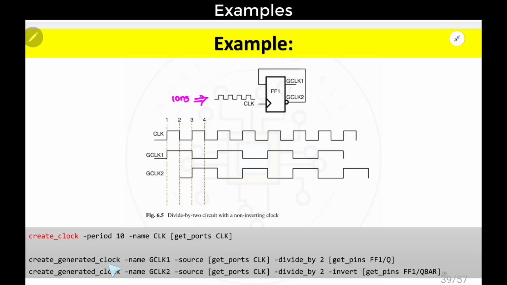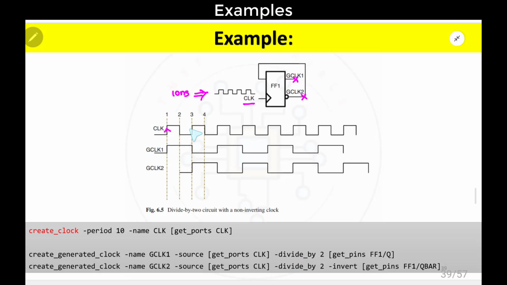Now I want to create generated clocks at GCLK and GCLK2, so I need to write this particular constraint. So create_generated_clock -name GCLK -source, it is coming from CLK, so get_ports CLK, and it is nothing but divide by 2. Why? Because you can see this particular waveform. These are the rising edges. So it is high till here and going low, and again this repeats. So -divide_by 2 get_pins flip flop 1 Q.